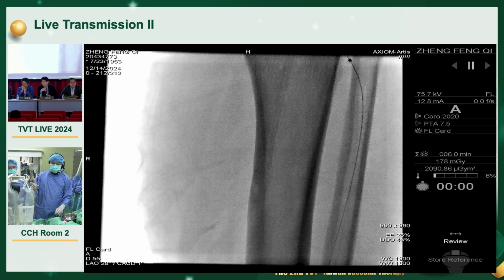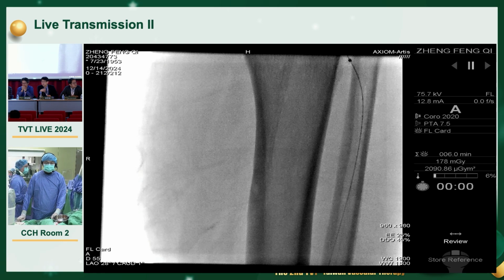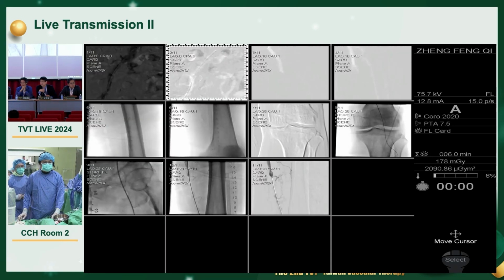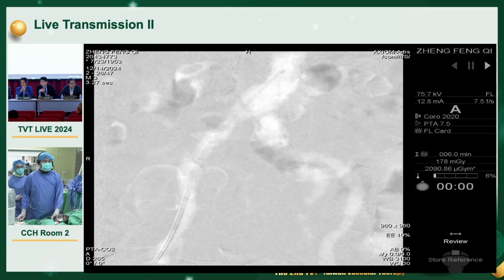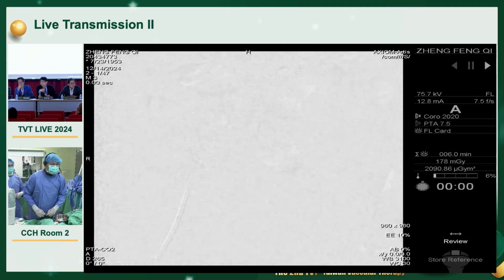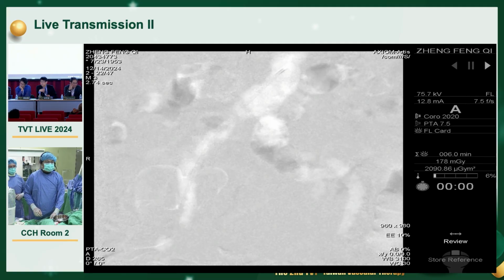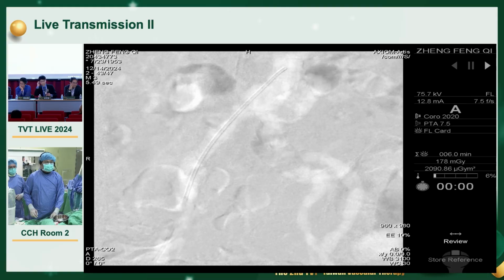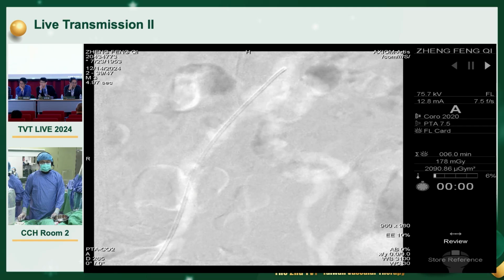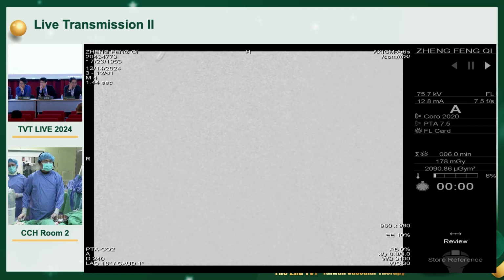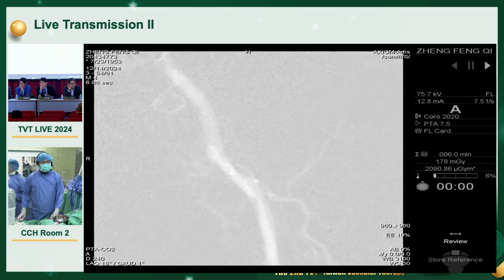So this is the CO2 angiography in the iliac artery. We see not very severe stenosis, so we cross over the iliac artery. The common femoral artery and the proximal portion of the femoral artery, there is no stenosis.